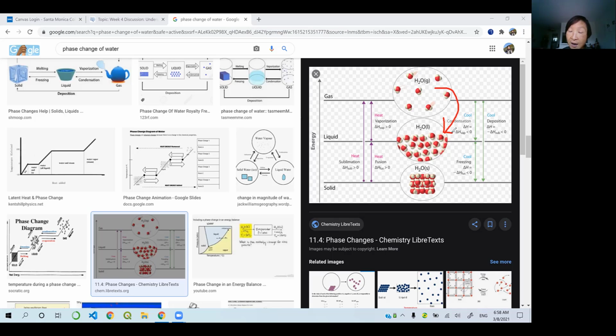So condensation actually releases the energy to the sky, to our air, right? Because those gases in the air condense and become cloud, right?